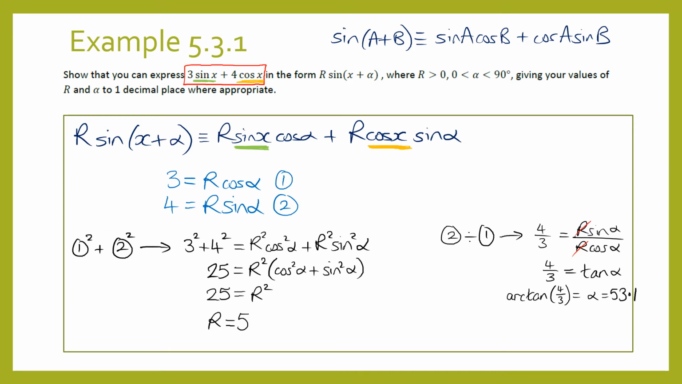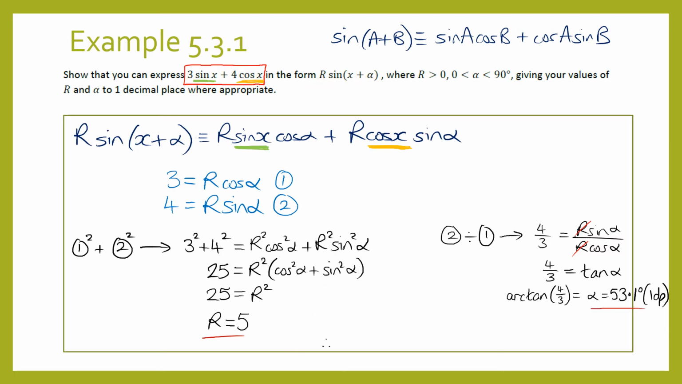Now we can't write that exactly, so this is a case of 1 decimal place like the question told us to do. So we've got r, we've got alpha. All that remains is to answer the question. Show that we can express 3 sine x plus 4 cos x in the form r sine(x plus alpha).